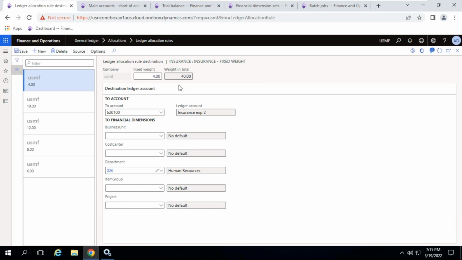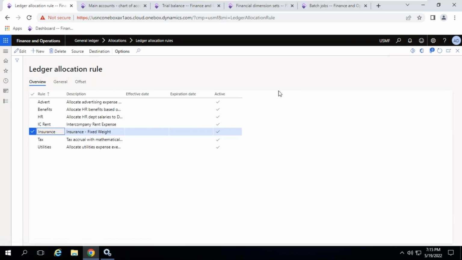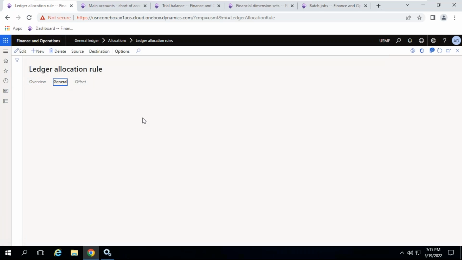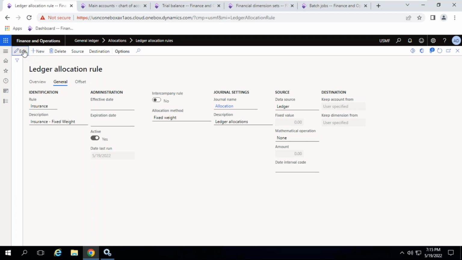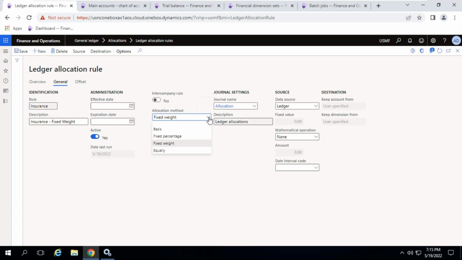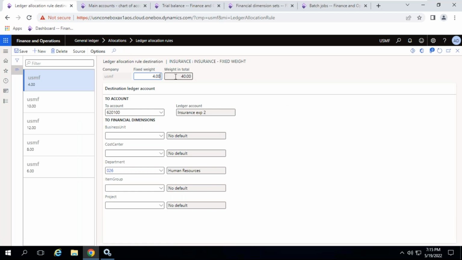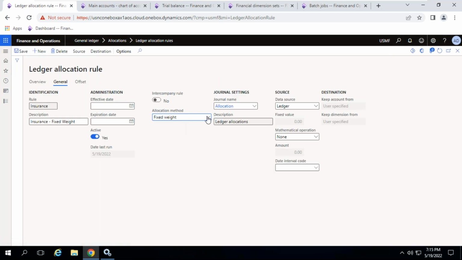This is fixed weight. One more method is there, fixed percentage. The main difference between fixed weight and fixed percentage is that in fixed weight, the total should not be 100. Whereas if it is a percentage, usually we will make it 100%.